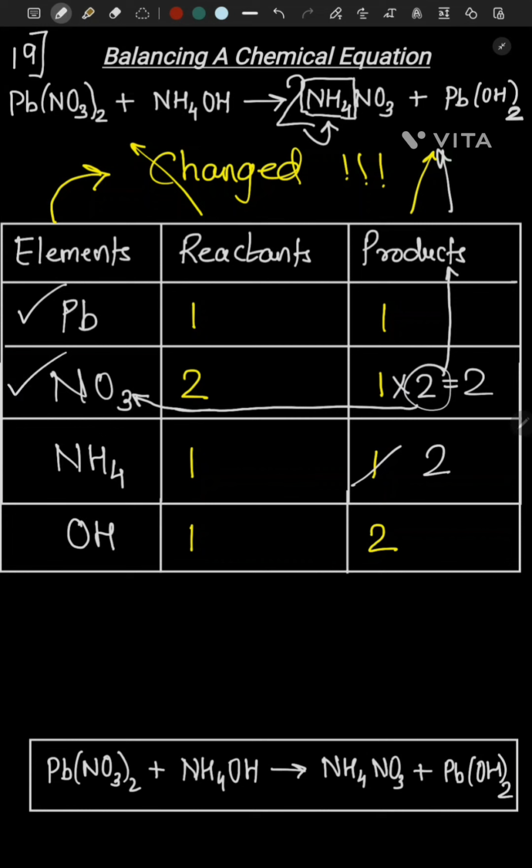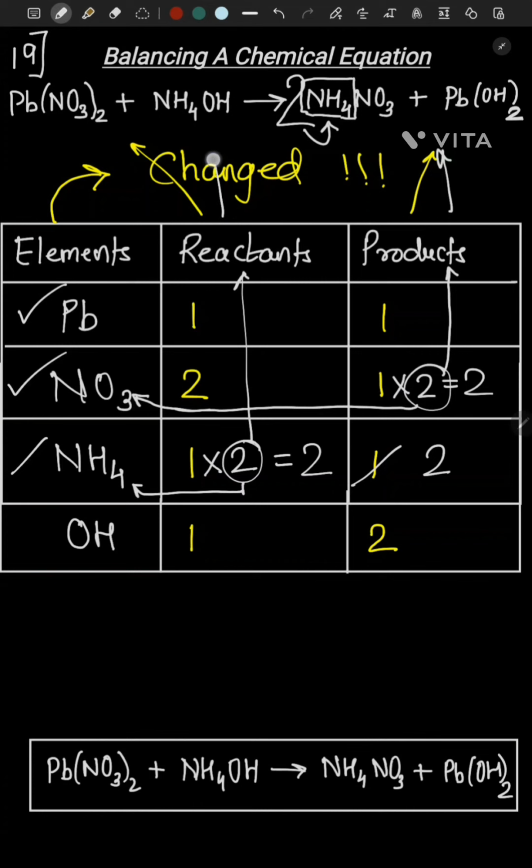Our nitrate got balanced, but the remaining two are not. Look at the ammonium. We have 1 here, 2 here. So we all know that we can easily make it as 2 by simply multiplying it with 2. So this time I'm going to multiply 2 to the radical ammonium. But on which side? On the reactant side.